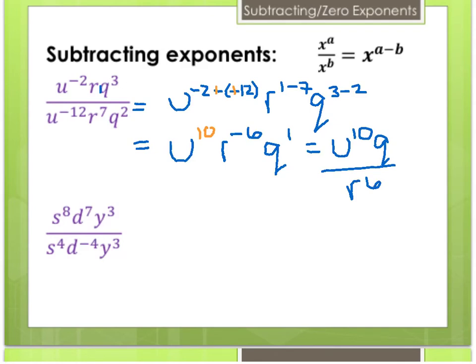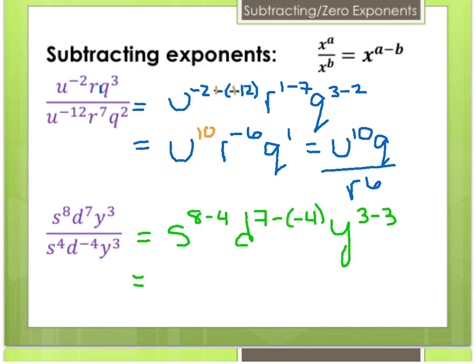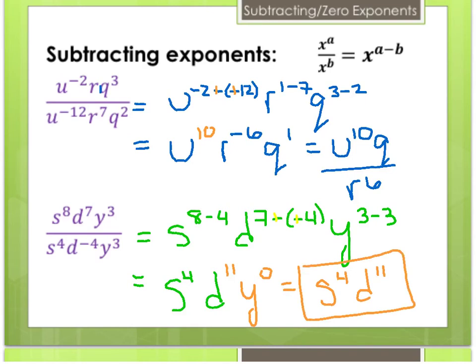Okay, simplifying the bottom here, I get s to the 8 minus 4, d to the 7, be careful again with that double negative, 7 minus negative 4, y to the 3 minus 3. Now remember, you don't have to show this step here. This is just so I make sure you can see everything that I'm doing. And then 7 minus negative turns into a plus. So I'm going to get d to the 11th power, y to the 0 power, but I'm not completely done because remember, anything to the 0 power is 1. So final answer is s to the 4th, d to the 11th. I don't have to write the 1 because we just know that it's there.